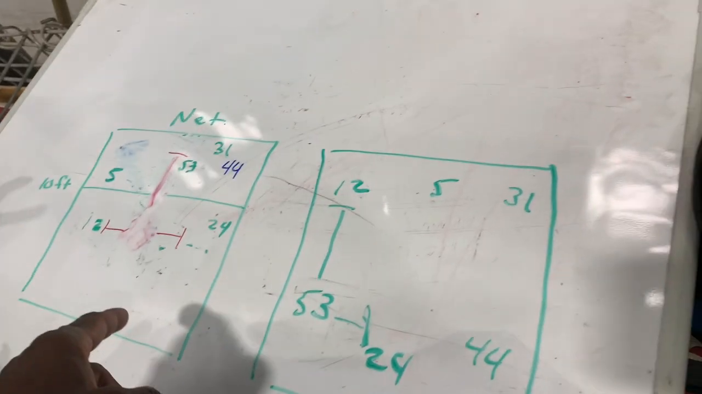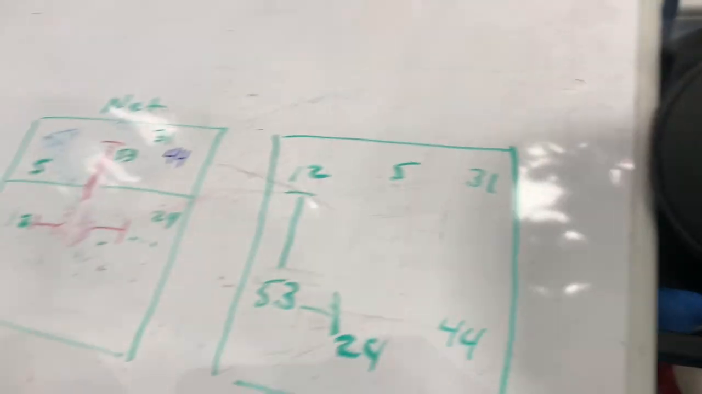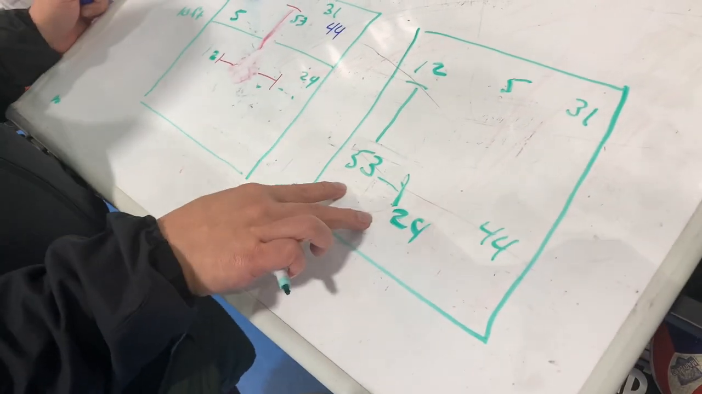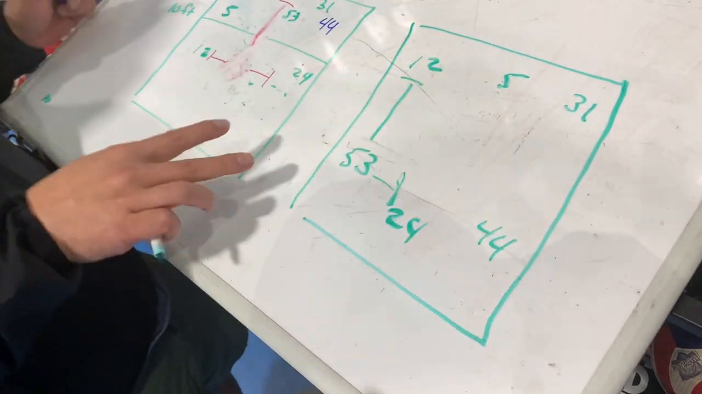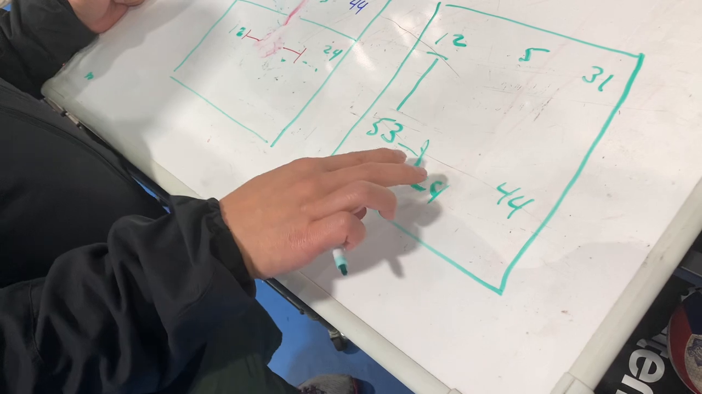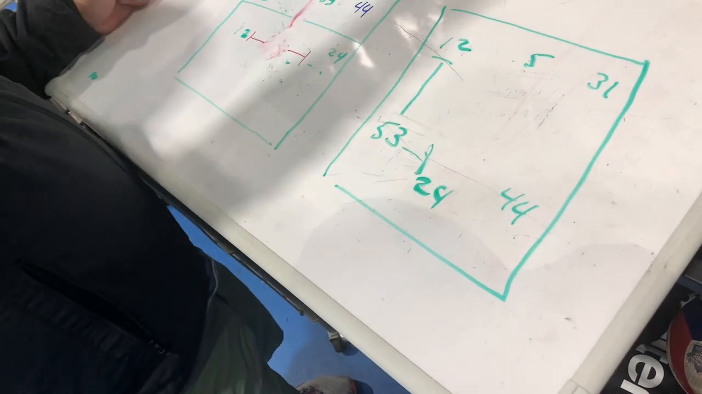So why does that rule only apply to 53 and not the rest of them? It actually applies to everyone. If you take this rule and say, for any player on the court, you are not allowed to overlap a person to your side or in front of you.